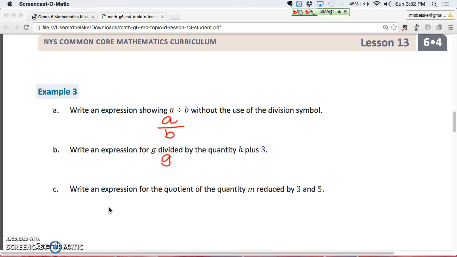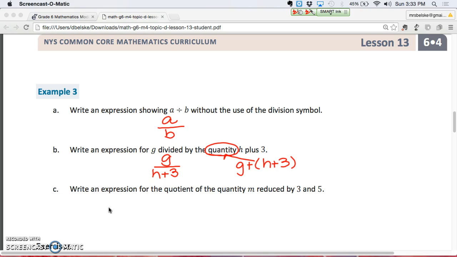So g divided by, we put that fraction line when we read divided by, and then h plus 3. Now, a lot of times we would put h plus 3 in parentheses. Not so much when we got this fraction line, because since they're on two different levels, it's understood. But if I was writing it from side to side, I would have to put h plus 3 in parentheses to show this quantity word. Okay, but as long as I write it up and down, I don't really need it.